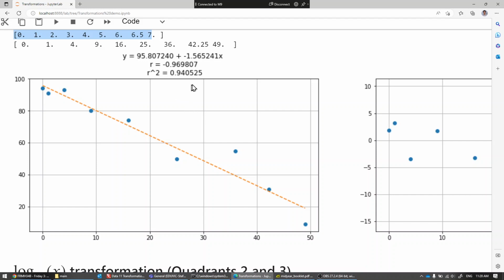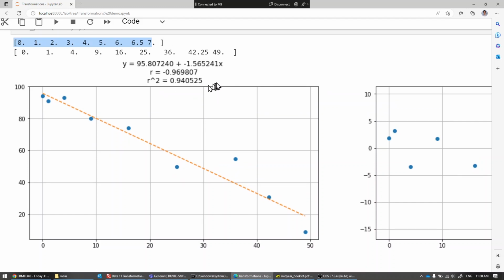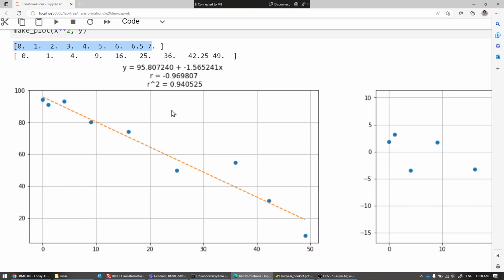But the main thing I want to draw your attention to is this r squared value. It's going up now. So the big idea of chapter 4 is if I apply a transformation to one variable, I might get a better model. That's the big idea. Okay? All right.